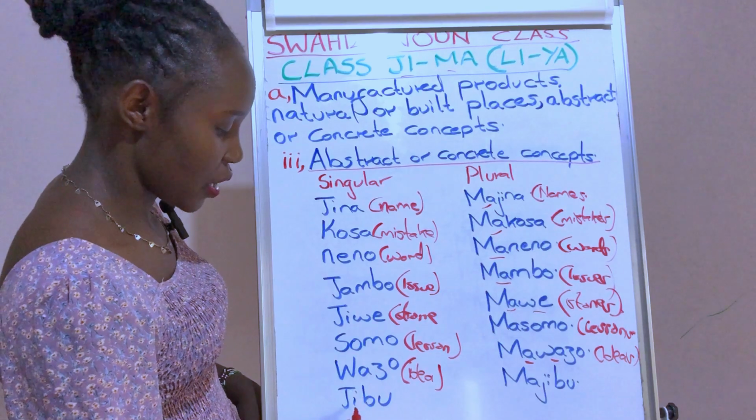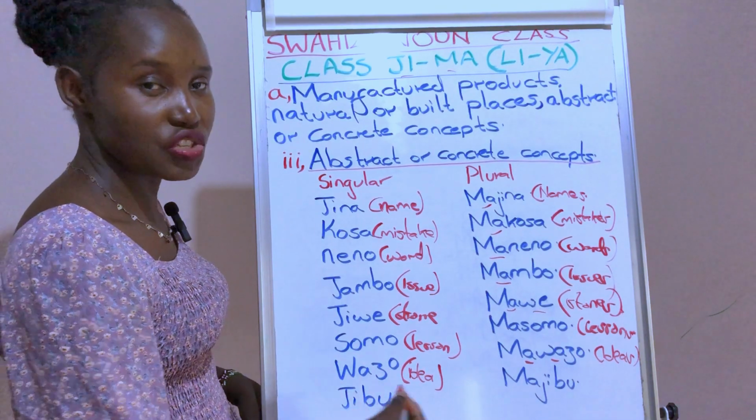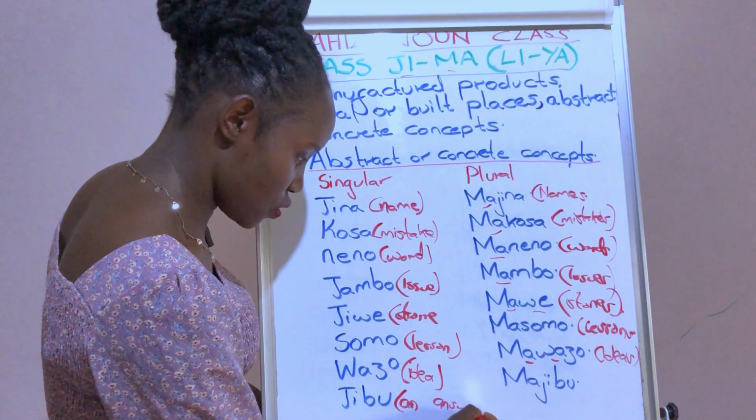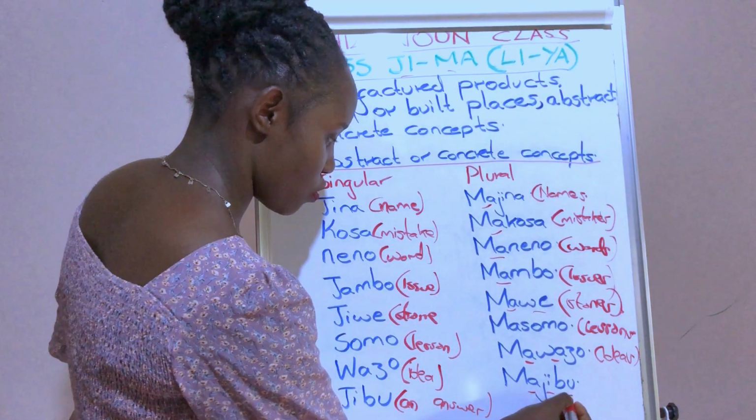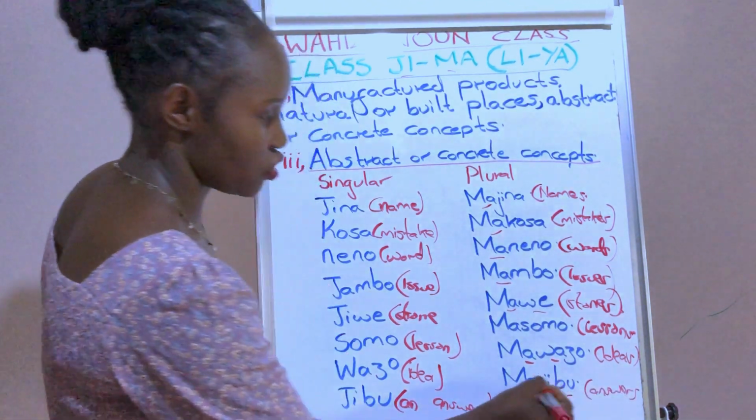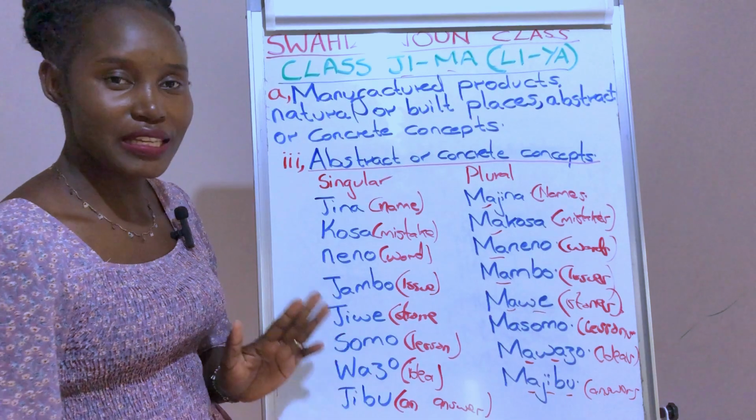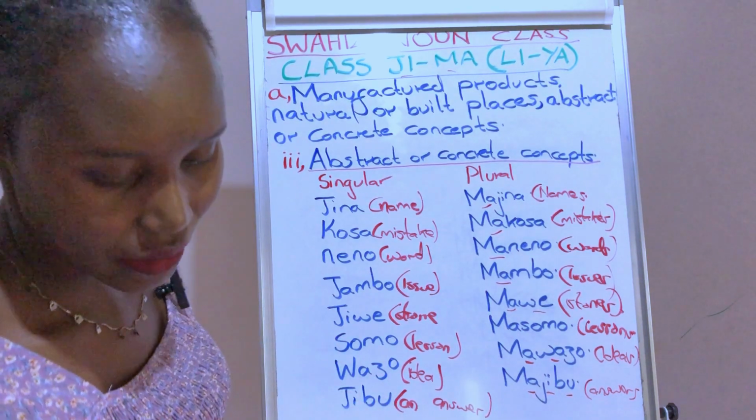And the last one here we have jibu. Jibu, an answer. In plural we say majibu for answers. Majibu. Good. The first part is done. Let's go to group B.